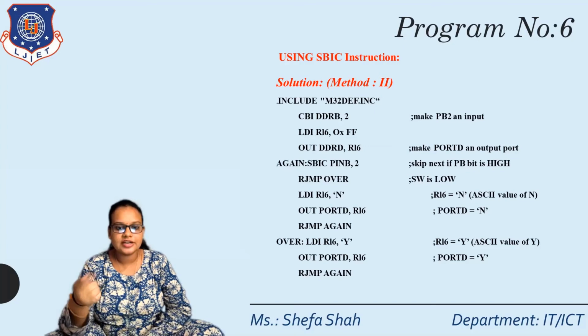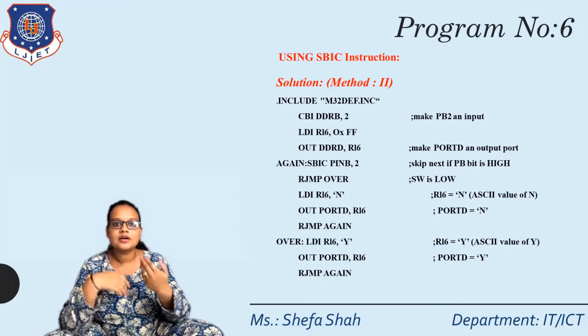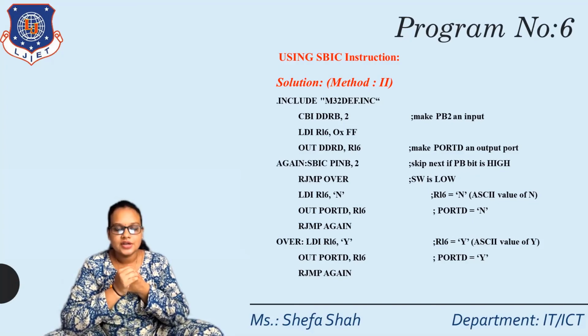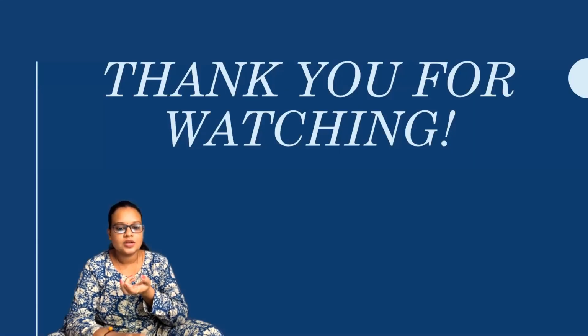And whenever the condition is false, then it will jump to over. So at over, the program written will be for Y, right? So only the programs for N and Y will be swapped when using SBIC and SBIS instructions, right? So here we have also seen the example using SBIS and SBIC, right?